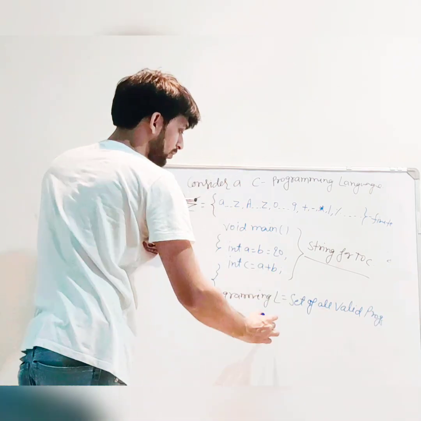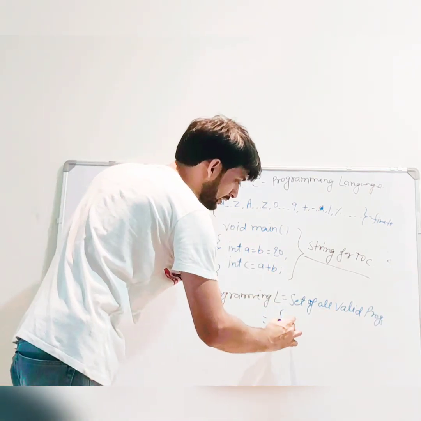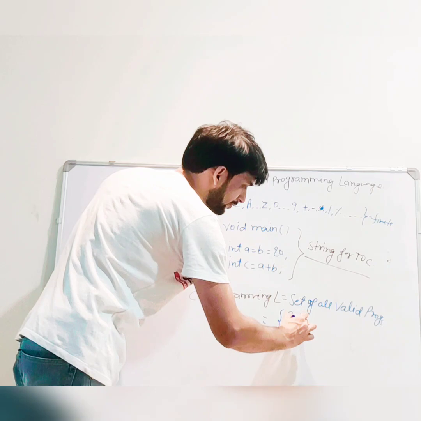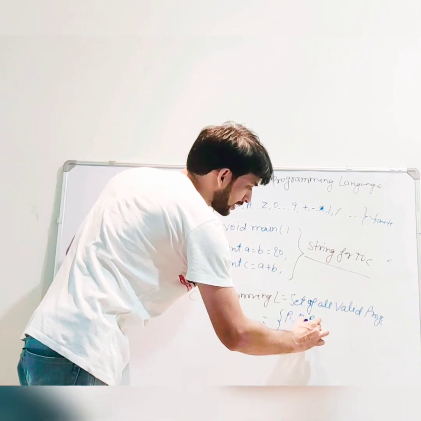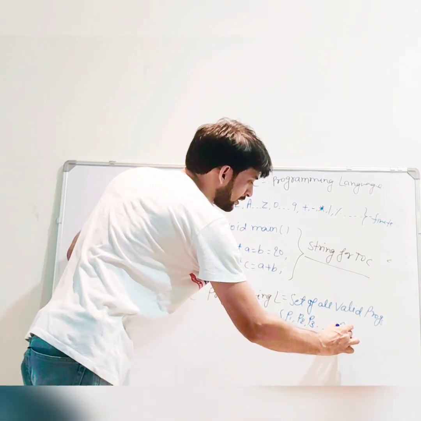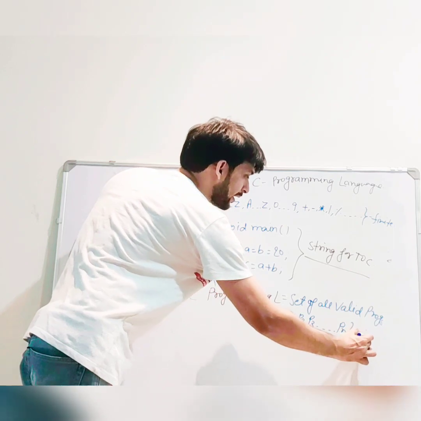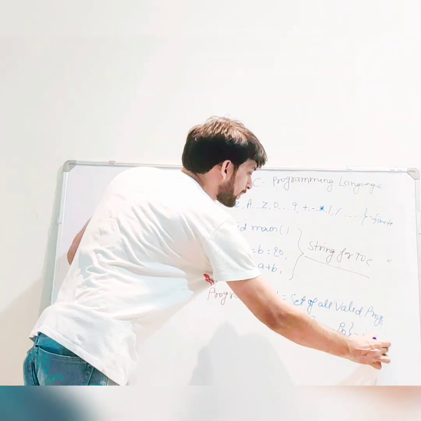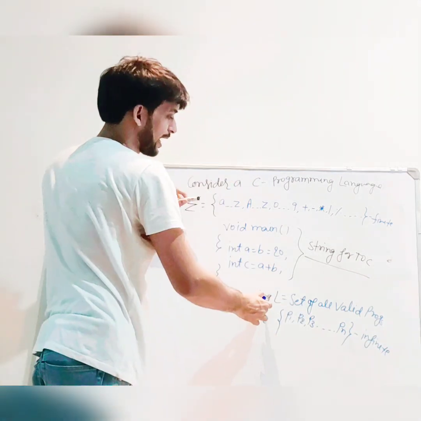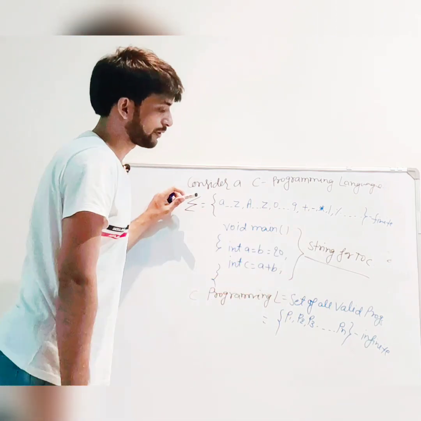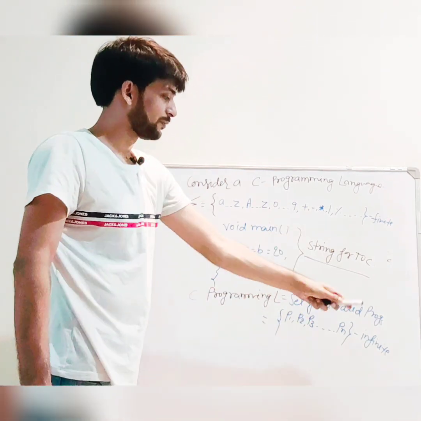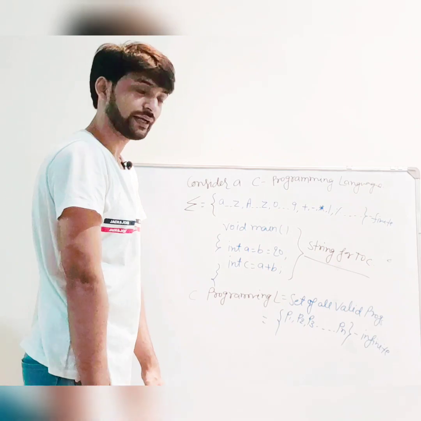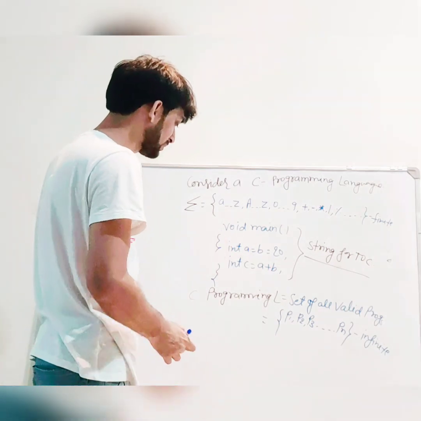Okay, so it means it is a combination of P1, P2, P3, so on, Pn, infinite, right? So the C programming language can be the set of all valid programs. There are all these valid programs, infinite. Okay. Now there is a question.